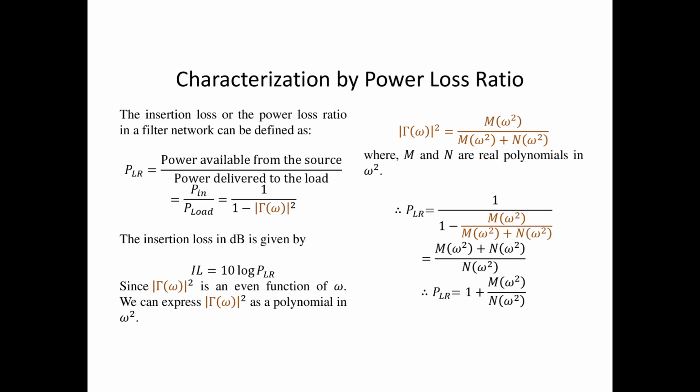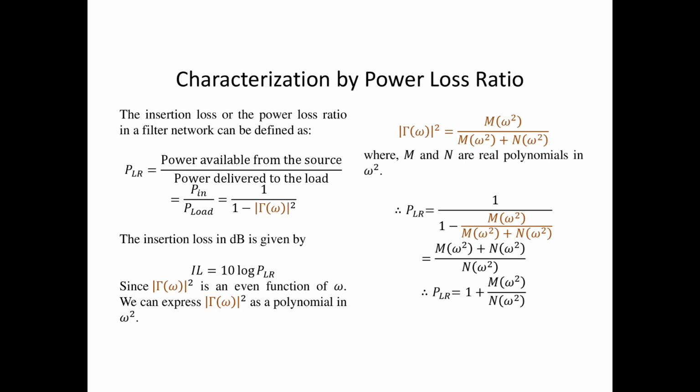Characterization by power loss ratio. The insertion loss or the power loss ratio in the filter can be defined as PLR equals power available from the source divided by power delivered to the load. P_in by P_load is equal to 1 by 1 minus |gamma| squared. The insertion loss in dB, IL, is equal to 10 log PLR.